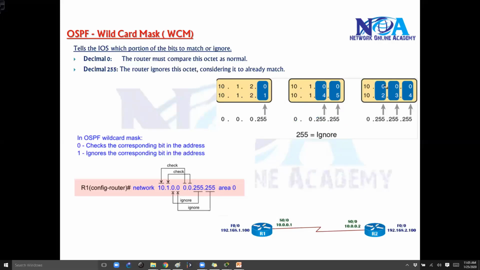Now similar way, one more example, if I'm writing this wildcard mask, which means it's going to advertise all the addresses whichever starts with 10, and the remaining 3 portions can be anything. So 255 means ignore.